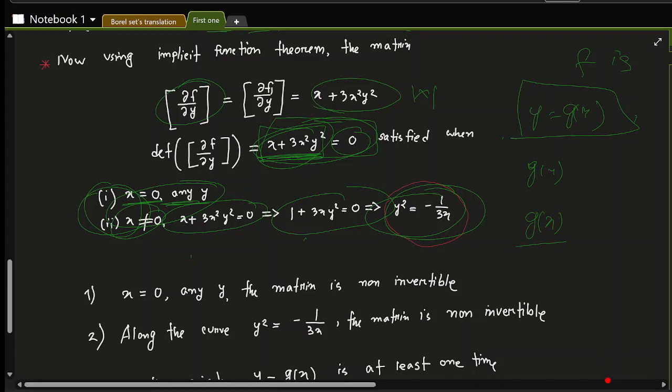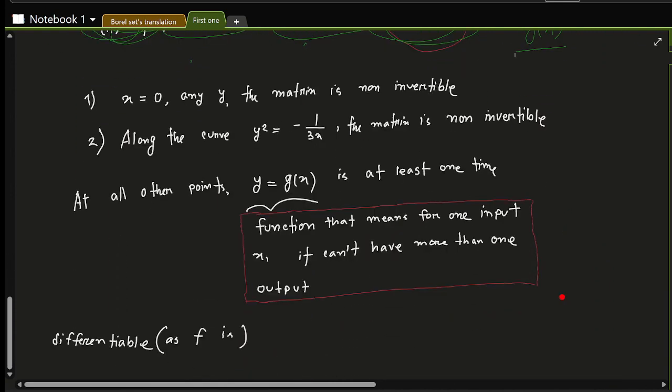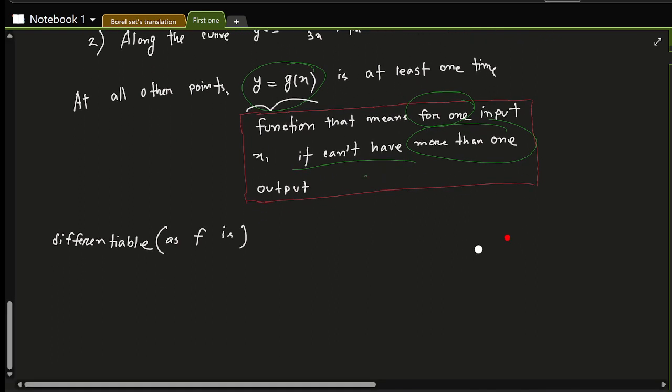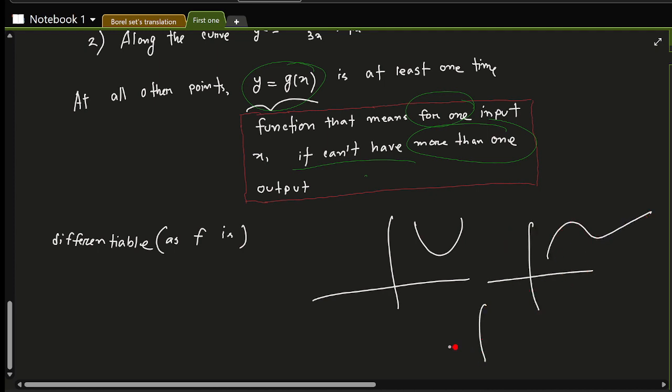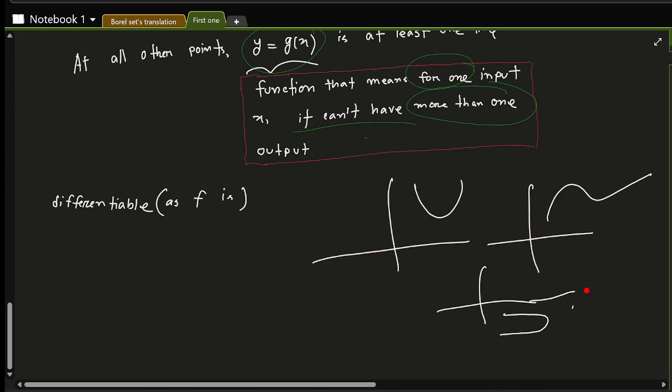Now before proceeding any further, we need to clarify one thing, which is that we call something a function only when for a particular input it gives only one particular output. It doesn't give more than one output. That means this is a function, so is this, but this as a whole is not a function, so keep that in mind.